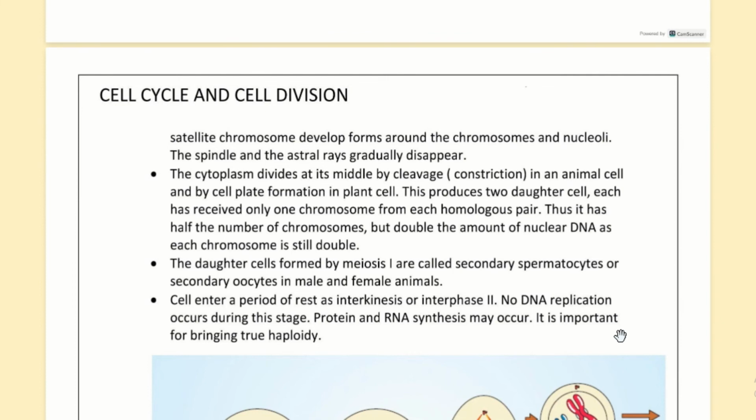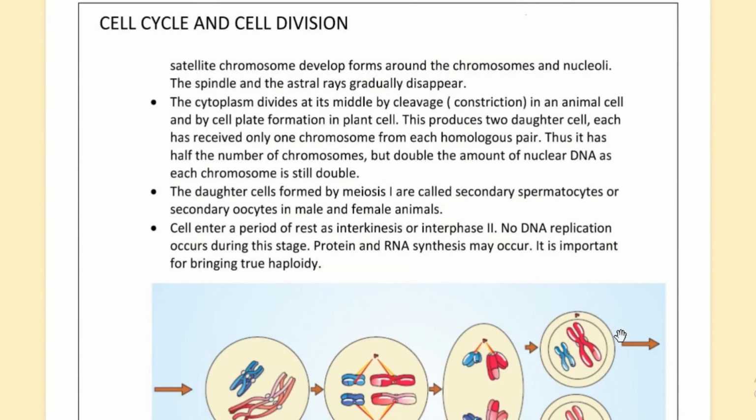Each has received only one chromosome from each homologous pair. Thus, it has half the number of chromosomes, but double the amount of nuclear DNA, as each chromosome is still double. The daughter cells formed by meiosis 1 are called secondary spermatocytes or secondary oocytes in male and female animals.